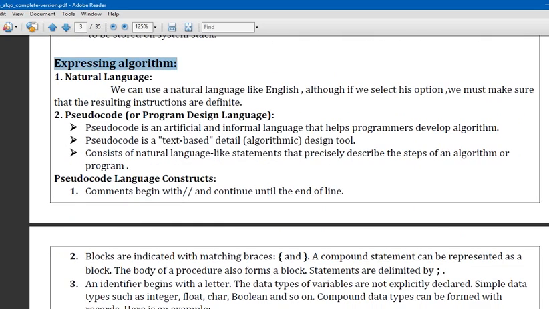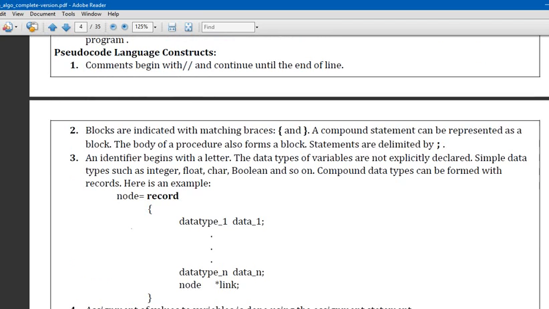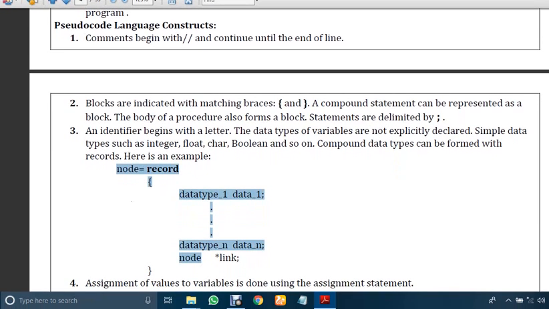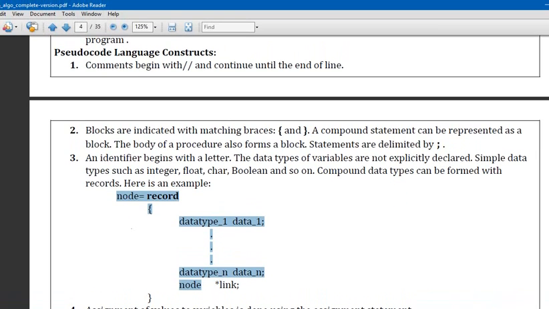Expressions of algorithm are given here. Natural language is the language we use generally. Now, the pseudocode. Pseudocode is a text-based algorithmic designing tool, or a program design language, known as pseudocode language. In this section, you can see an example of pseudocode. The pseudocode language is constructed by these sections.